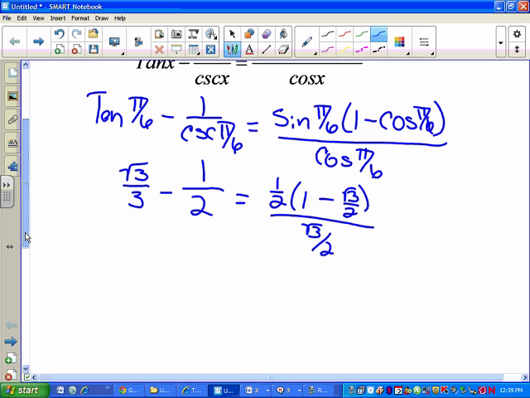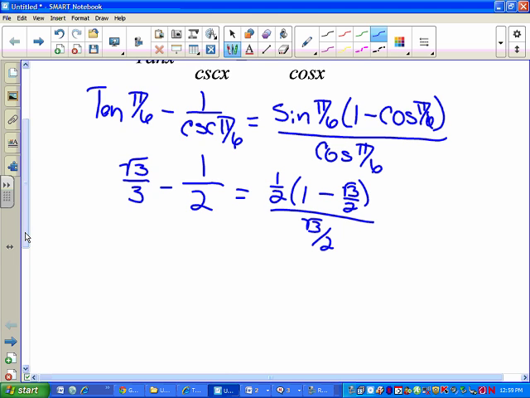Okay, how are we going to show that one side equals the other? We need to manipulate it. Any ideas? Multiply by square root of 3 over 2. If I multiply by square root of 3 over 2, this will cancel with this. You agree? So I have one.